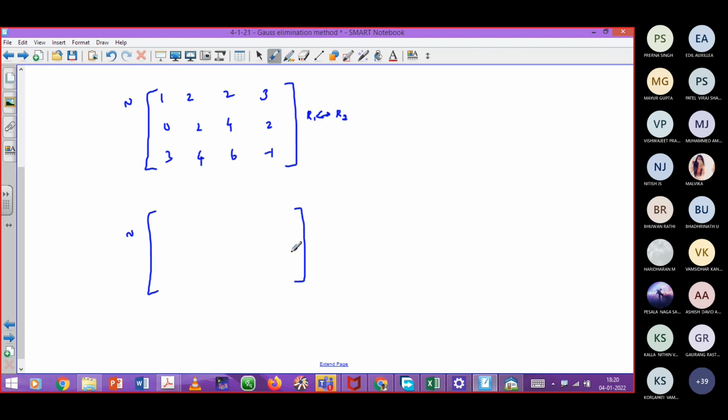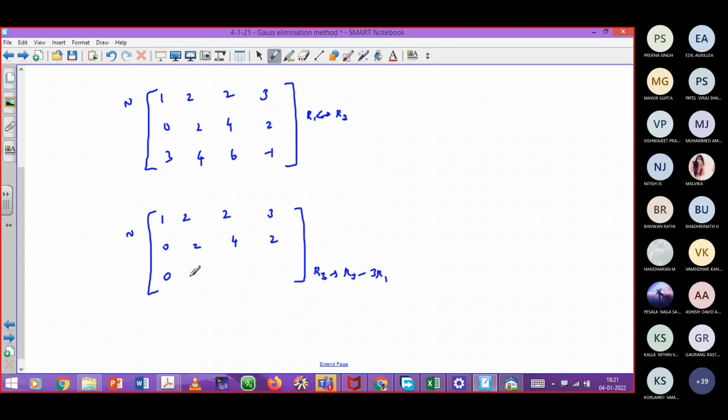So here R2 remains same in R3. 1, 2, 2, 3, 0, 2, 4, 2. In your R3, I should use the R1. Then only I can easily complete the answer. This problem you would have already solved in your 12th standard in the specific method of rank method. Same model only you are going to follow here also. So R3 gives R3 minus 3R1.